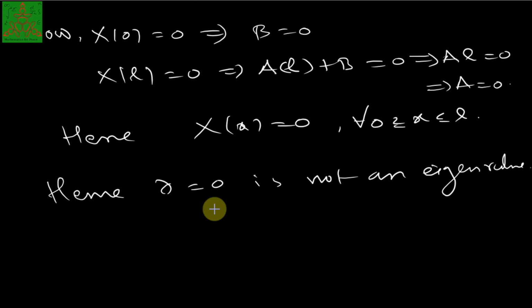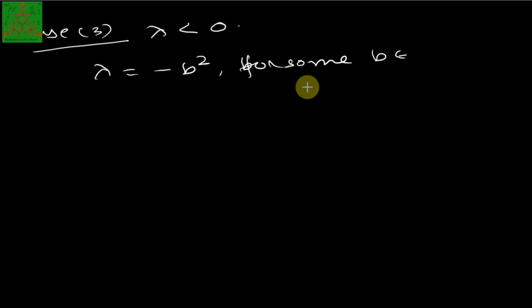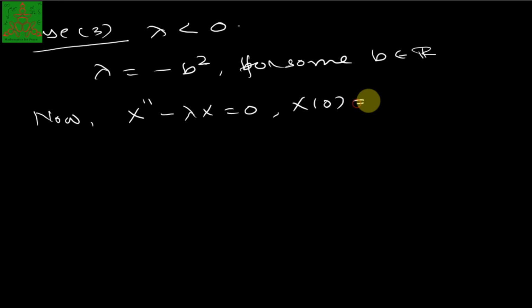Now the last case is left, where lambda is negative. Case number 3, lambda is negative. If lambda is negative, let us consider lambda equal to minus b square, for b belonging to the reals. The given eigenvalue problem is x double dash minus lambda x is equal to 0 with the two conditions X of 0 is 0 and X of L is 0. We'll have x double dash plus b square x is equal to 0.